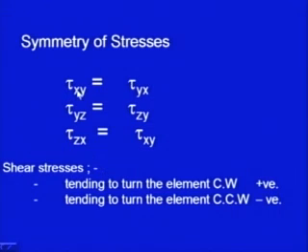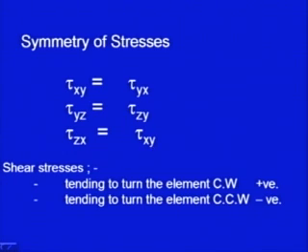That means tau xy is equal to tau yx, or we can say tau yz is equal to tau zy, or tau zx is equal to tau xz. Sorry, this is xz. These are all due to the symmetry of the elemental area.